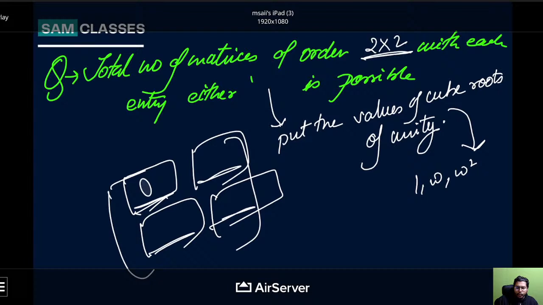They just wanted you to have a fear: oh, cube roots of unity. You just need to know what the cube roots of unity are: 1, omega, omega square. That's it. Okay. Clear? Now coming to the next topic, operations. What are the operations we perform on matrices? The first, very simple, addition. When can we add?